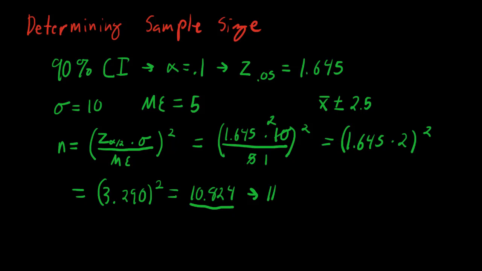So if we have a population with a standard deviation of 10, and we're looking for a confidence interval of 90%, so 10% error, 5 on either side, with a margin of error of 5, we need to take 11 samples, and then that will give us the appropriate margin of error with that information.